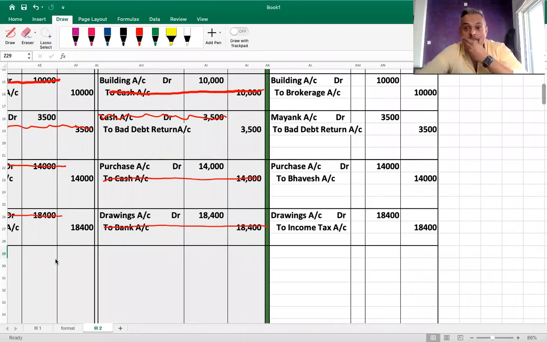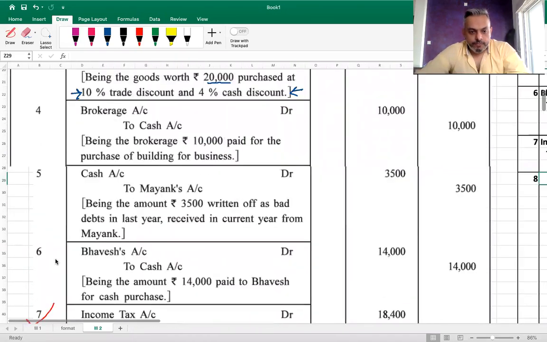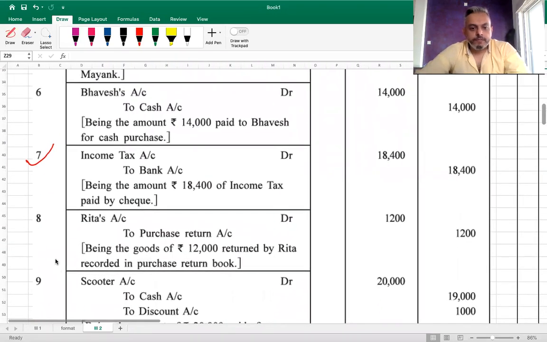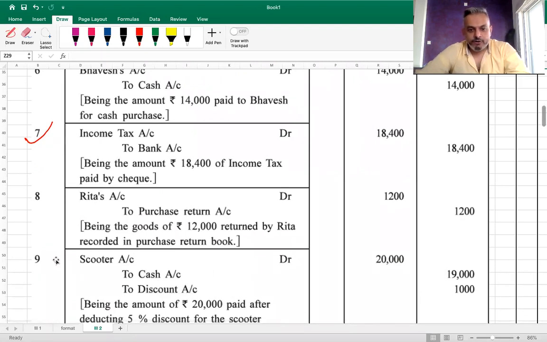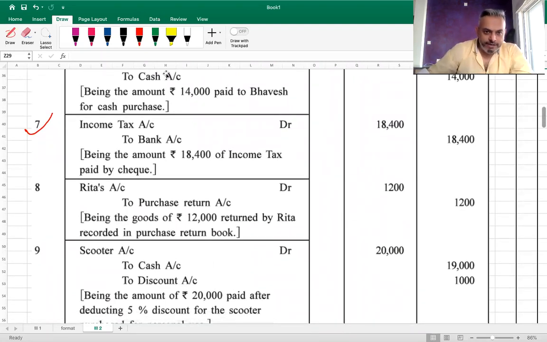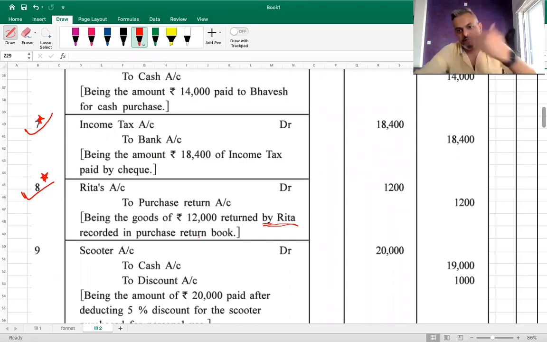Eighth, Rita account debit to purchase return. Mark important please. These important transactions keep coming. Mark important. Rita to purchase return being goods of 12,000 returned by Rita. So Rita has returned goods, recorded in purchase return book. In the purchase return book goods go out, but your goods are coming in.